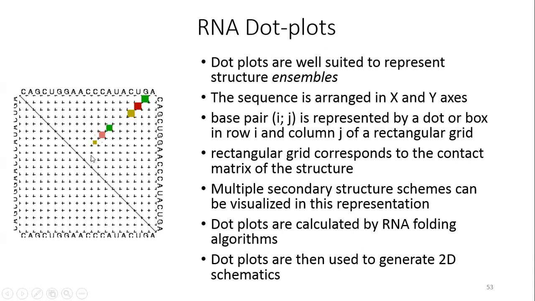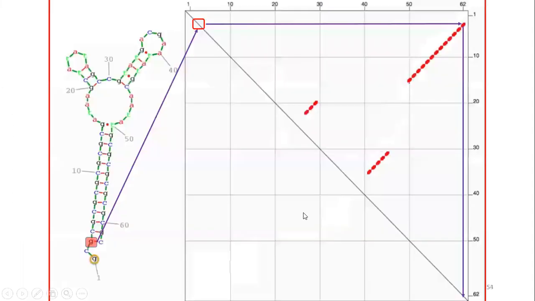Now, if there are multiple secondary structure schemes, say for example, this particular triangle would correspond to what is called its contact matrix, because it would give you a complete idea about how many possible combinations might exist that show base pairing between the same sequence. The dot plots are generally used to generate the 2D schematics. This is how it works.